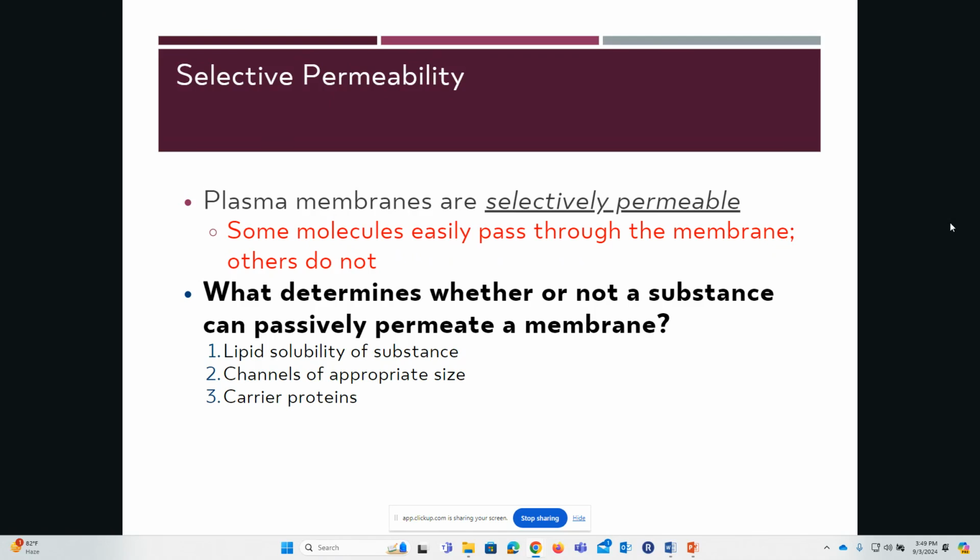Well, if there's an integral protein that has an open channel and that molecule fits, it can go in or out of the plasma membrane. And with carrier proteins, they are specific to a certain molecule, but if they exist for a molecule, that molecule, usually with energy, can go in or out of the membrane.